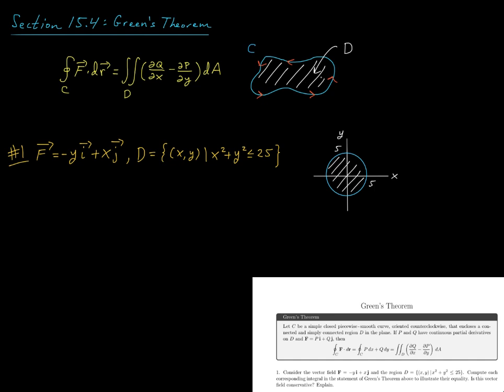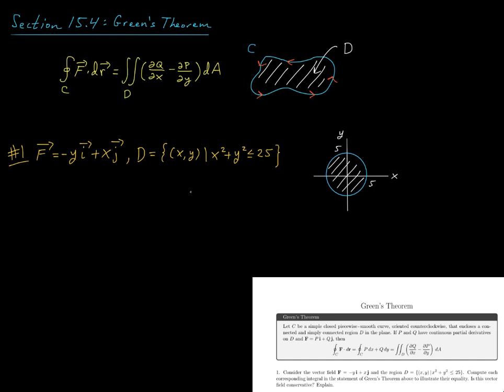All right, so now let's illustrate this with problem 1. It says consider the vector field F, which is minus y i plus x j, and the region D, which is just the disk of radius 5 centered at the origin. It says compute each corresponding integral in the statement of Green's theorem above to illustrate their equality. Then it asks, is the vector field conservative?